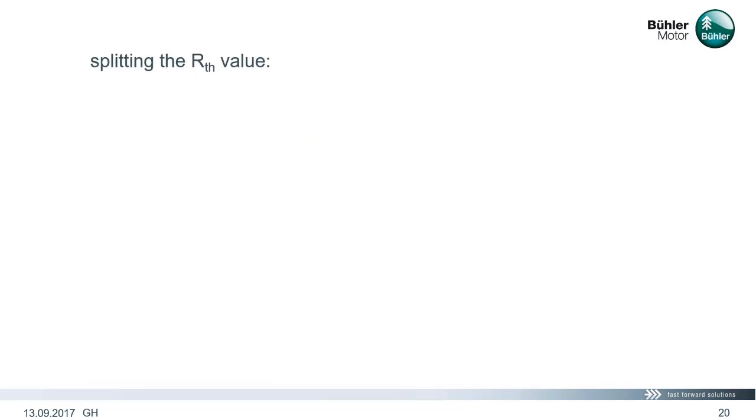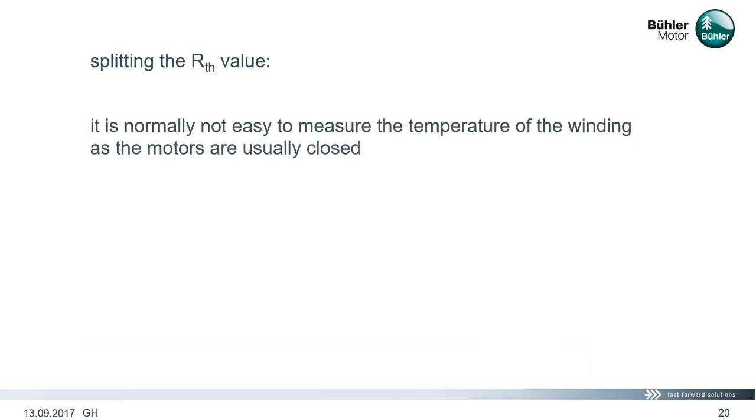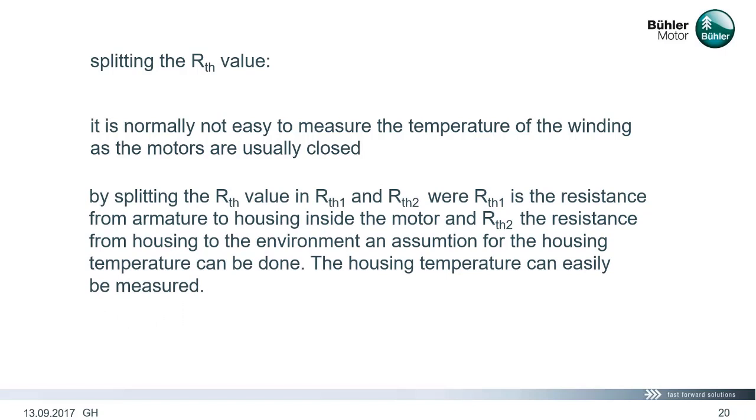To simplify the temperature measurements, the RTH values are split into two characteristic values, RTH1 and RTH2. It is normally not easy to measure the temperature of the winding as the motors are closed. By splitting RTH in RTH1 and RTH2, where RTH1 is the resistance from armature to housing inside, and RTH2 the resistance from housing to the environment, an assumption for the housing temperature can be done. The housing temperature can easily be measured.